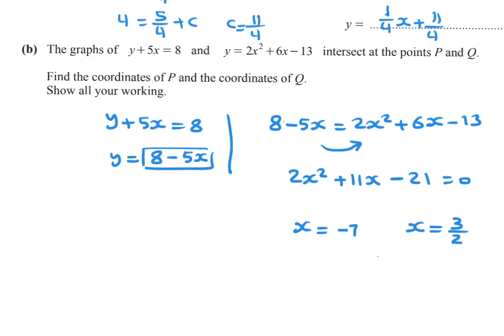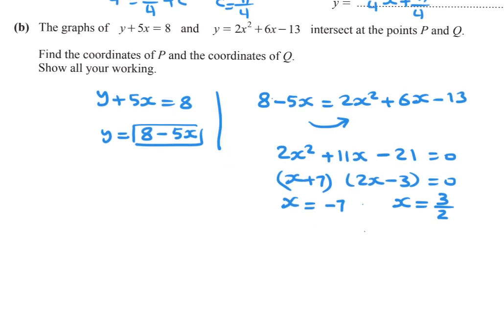So the two brackets, if you need to write the working for factorization, x plus 7 and 2x minus 3 equals 0. Or you can use the formula to find the two values. So we have two values for x. For each value for x, we can find the corresponding value for y. So now y equals 8 minus 5 into negative 7 equals 43.